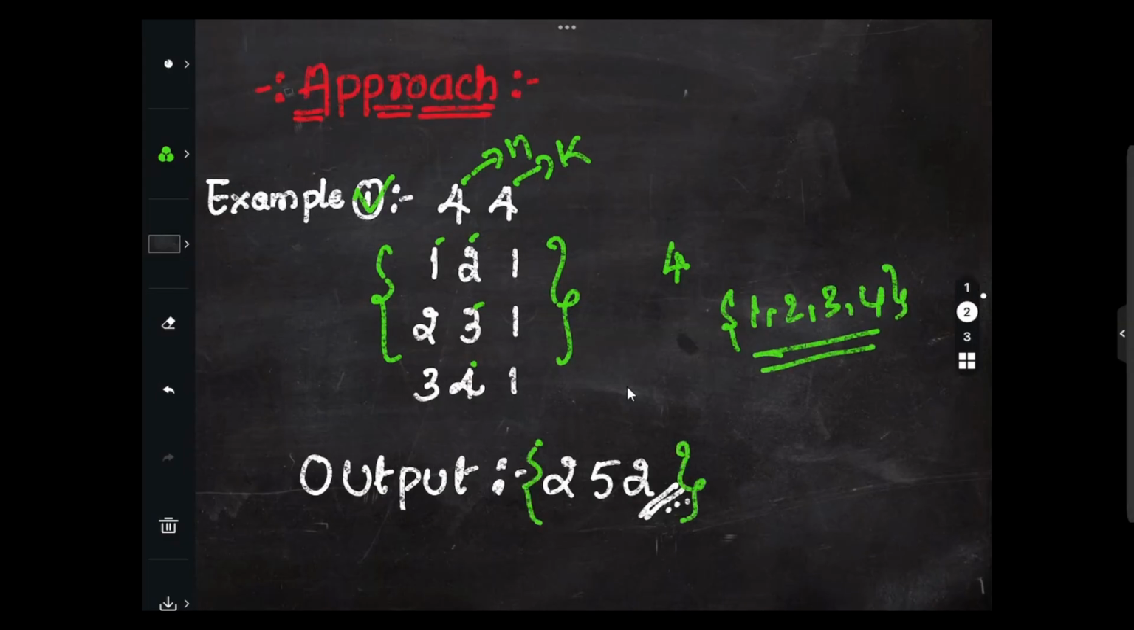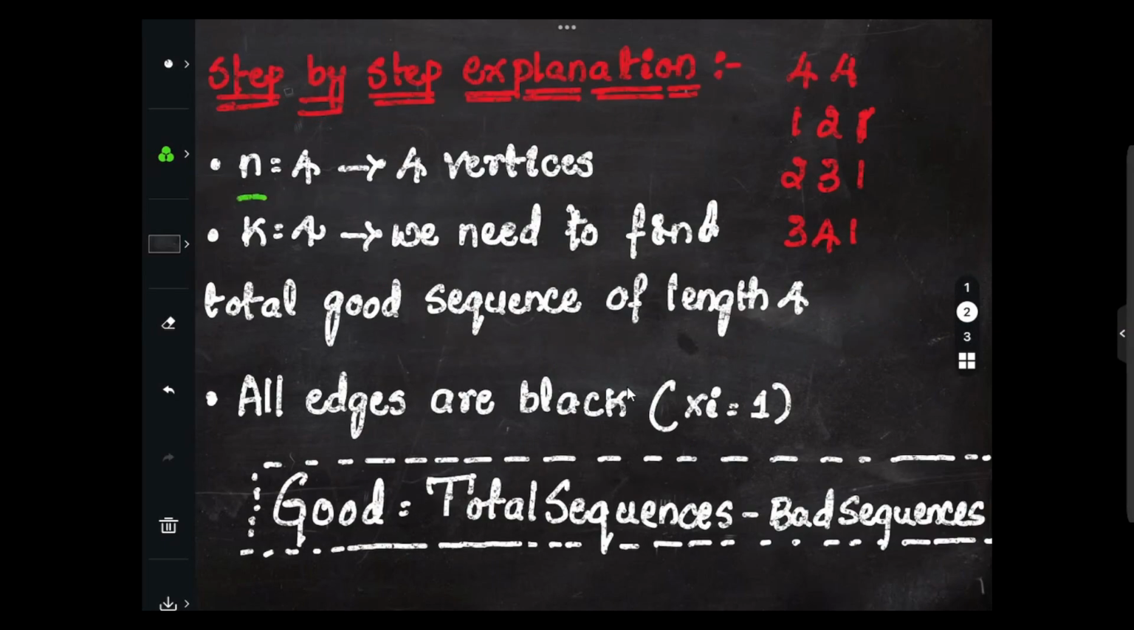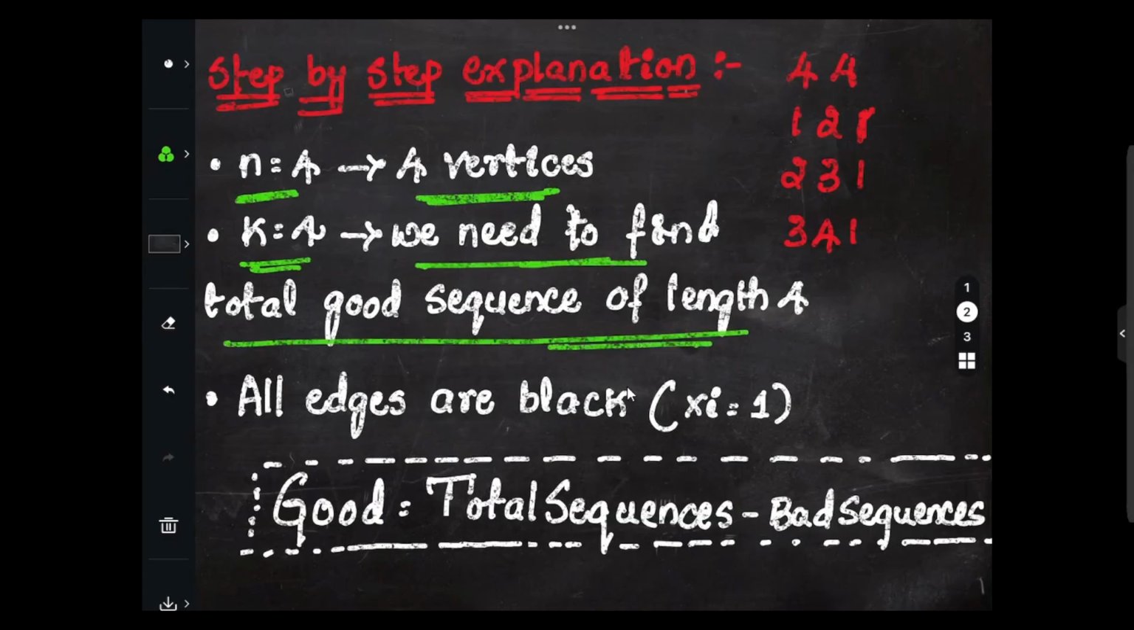Let's see the step-by-step explanation here. We have n equals 4, which means 4 vertices, and k equals 4. We need to find the total good sequences of length 4. All the edges are black here, which means at least one edge has to be black. The formula that we have already discussed is good equals total sequences minus bad sequences.